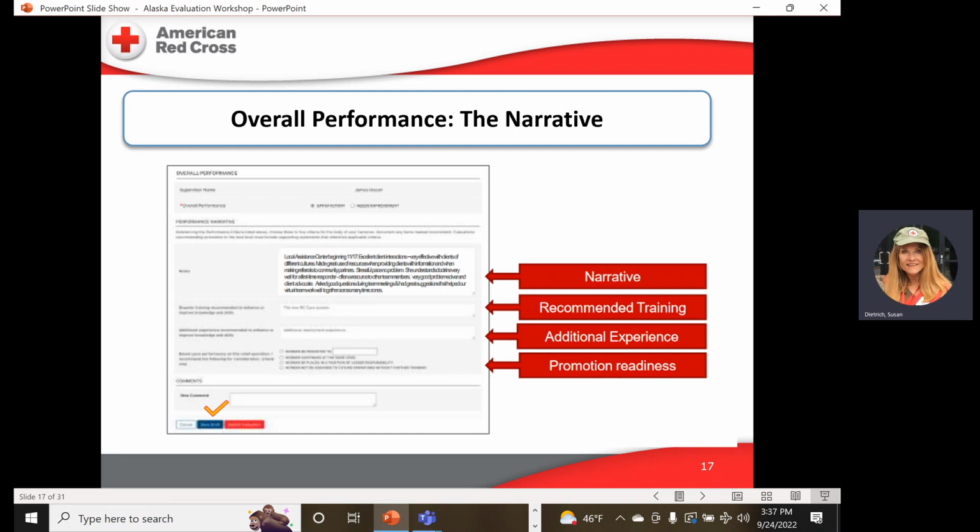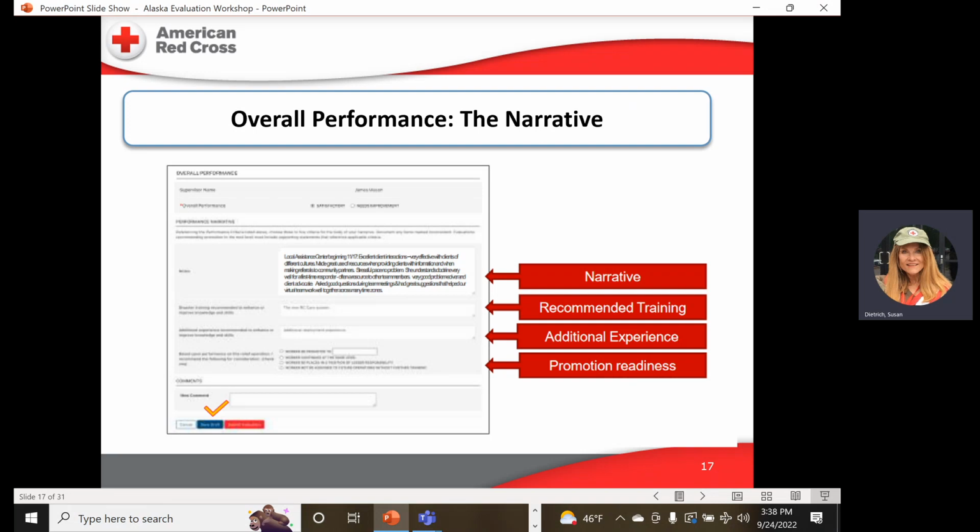Promotion readiness, you'll be checking off on that. And you can't recommend someone to promote to another level unless they have deployed twice in that same gap. So let's say you have an exceptional SA reporting to you, but this is their first deployment. Still, you do not recommend them as a supervisor. They need to have gone through two deployments in that same gap.